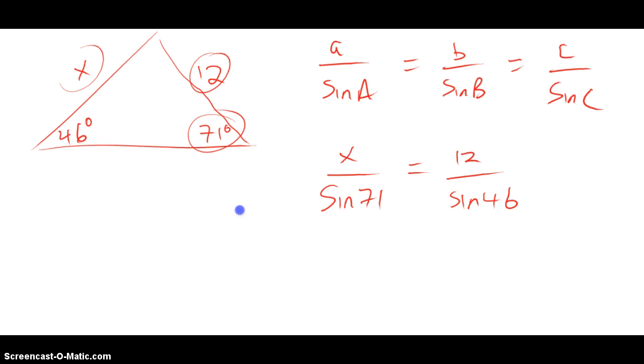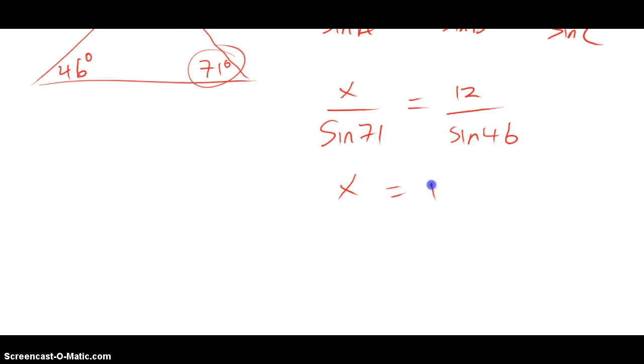So to solve that, it's going to be really simple. It's just x equals 12 times the sine of 71 over sine 46. Make sure you're in the right mode on your calculator.